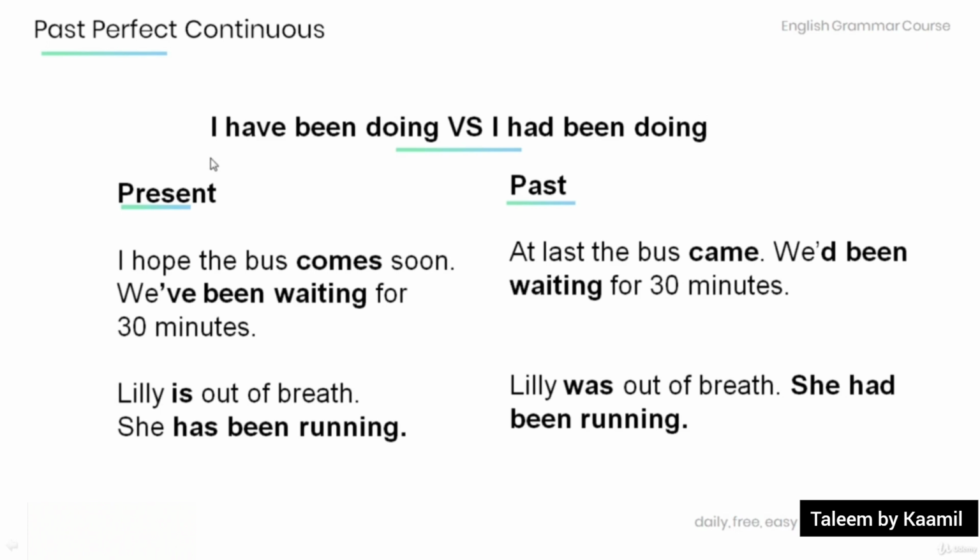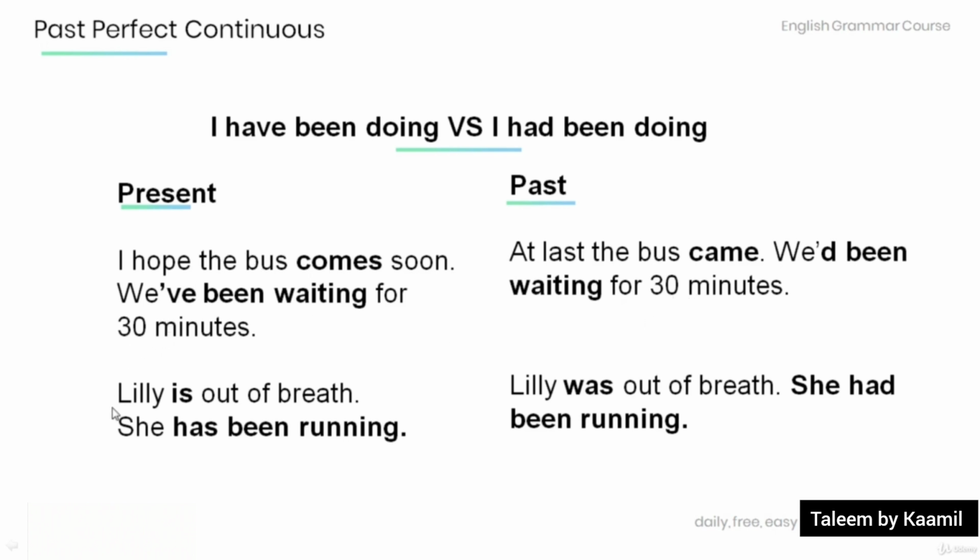Let's have a look at the difference between I have been working versus I had been working. Present form. I hope the bus comes soon. We've been waiting for 30 minutes. Past. At last, the bus came. We'd been waiting for 30 minutes.